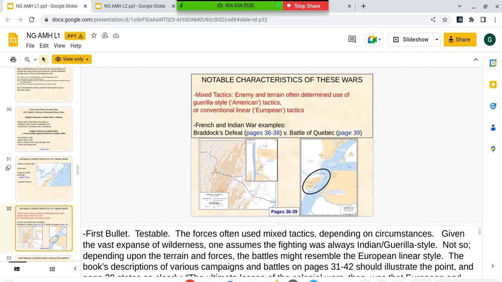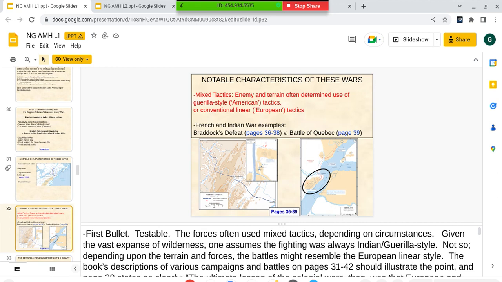Notable characteristics of the French and Indian Wars were a mix of tactics. There was the guerrilla-style American tactics, and then there's the conventional linear European tactics where you're fighting muzzle to muzzle and everything's orchestrated and highly organized. And you're out in the open fighting close quarters with your enemy, and you can see them. You can see who you're fighting in European tactics.